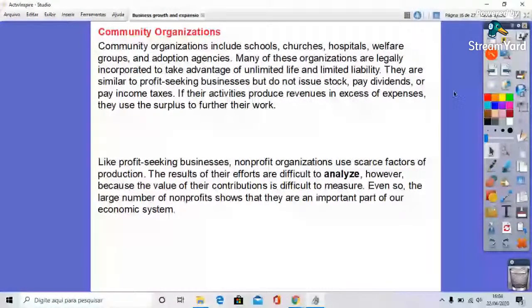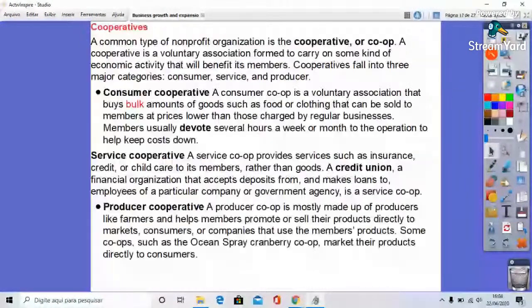We also have cooperatives, a consumer cooperative, for example, or a co-op, is a voluntary association that buys bulk amounts of goods. Imagine it's an association that buys a large amount of goods, like food or clothing, which can be sold to the members at lower prices than charged by regular businesses. These members of this consumer cooperative usually devote many hours a week or a month so they can help keep the costs down.